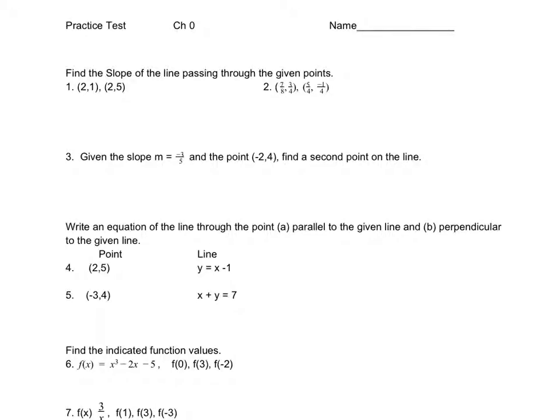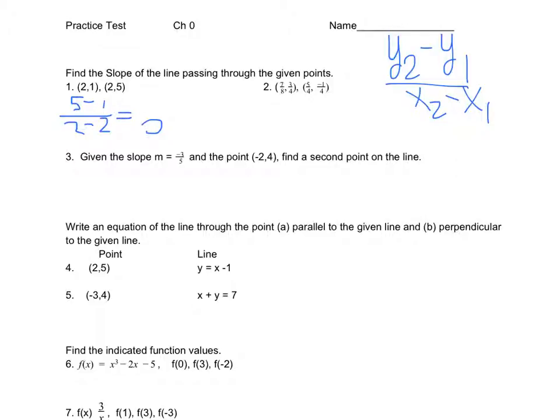The first thing we are looking at is the slope. If you recall, the slope formula is y2 minus y1 over x2 minus x1. And this applies for problem number 1, problem number 2. If you take this, 5 minus 1, 2 minus 2, you get a 0 on the bottom, which means if you have a 0 on the bottom, you have an undefined slope. So you would just write undefined.